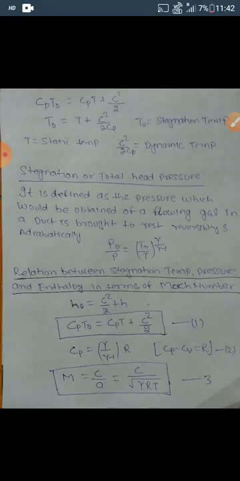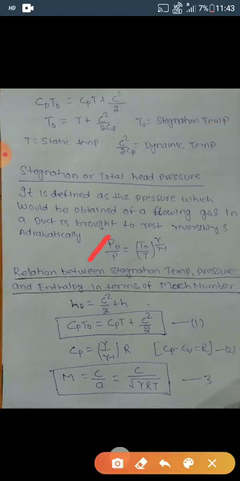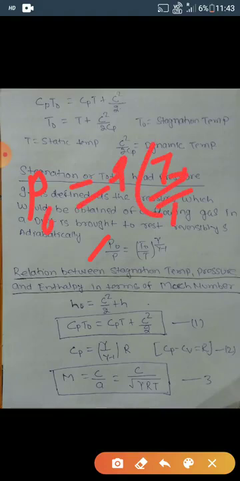Now I am going to find the relation of stagnation pressure. It is defined as the pressure which would be obtained if a flowing gas in a duct is brought to rest reversibly and adiabatically. You already discussed this in many lectures. So you can write P naught by P equal to (T naught by T) to the power gamma by gamma minus 1. So P naught is our stagnation pressure.